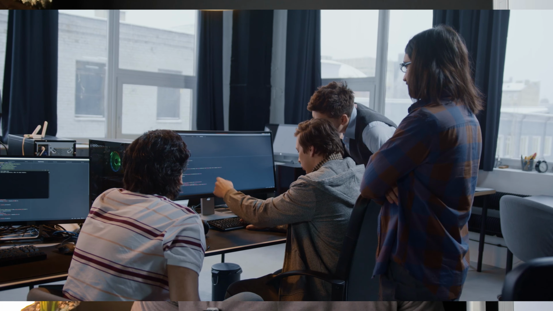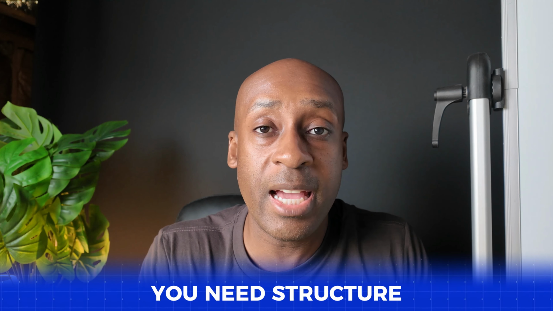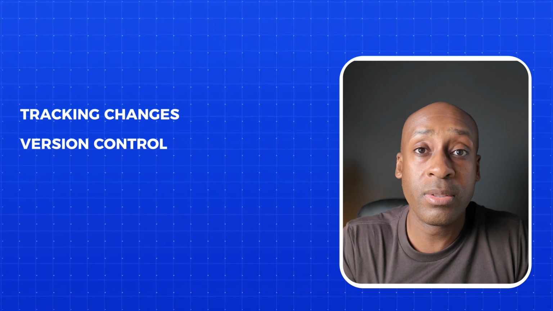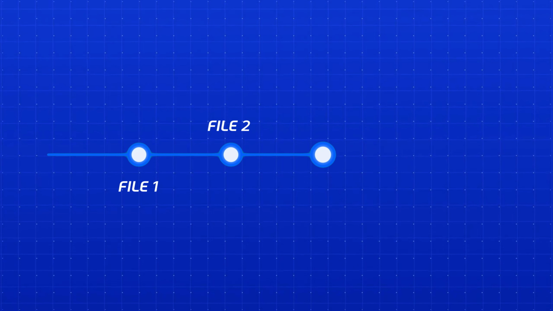The next tool is Git, and this is where you start moving from individual work into team-level engineering environments. Because once an environment starts growing, you can't have people making random changes with no tracking. You need structure, and that's what Git provides. From a practical standpoint, Git is used for tracking changes, version control, team collaboration, and managing infrastructure or code over time. So instead of manually changing files and hoping nothing breaks, you now have visibility into what changed, who changed it, and when it changed.